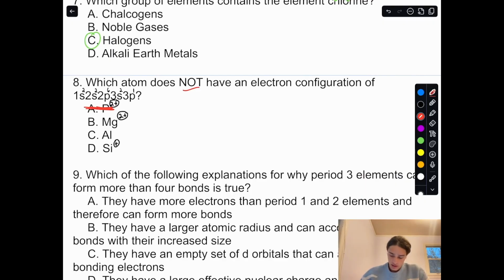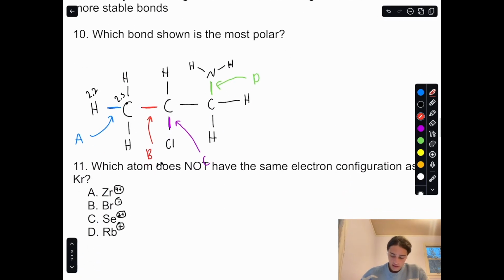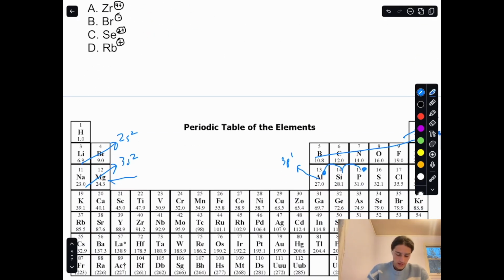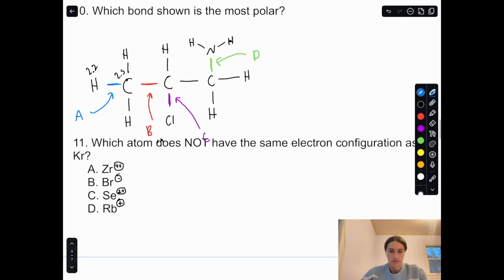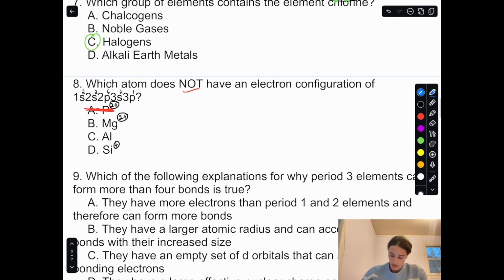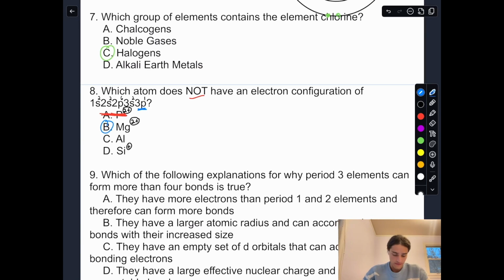Magnesium 2 plus, let's check that one. Magnesium is right here. And if it's 2 plus, it's actually going to move to the left. So it's going to have the same electron configuration as neon, which ends at 2p6. So this one's definitely wrong. All right, so this would be our answer. This one does not have the same electron configuration.